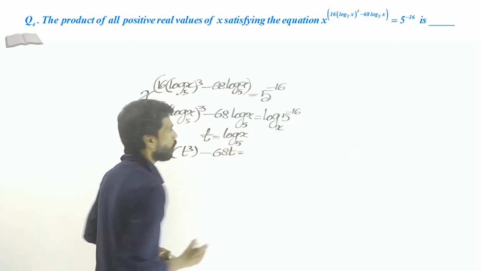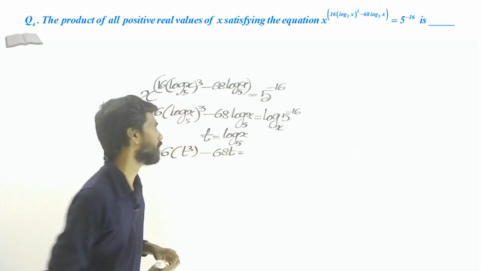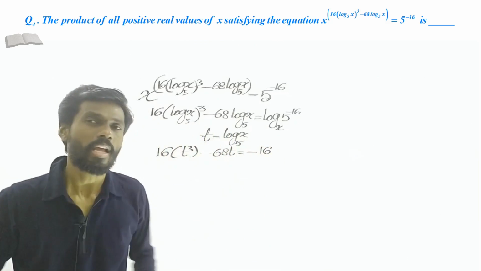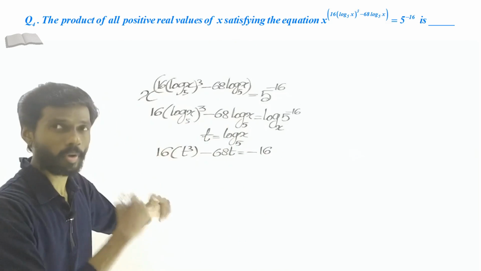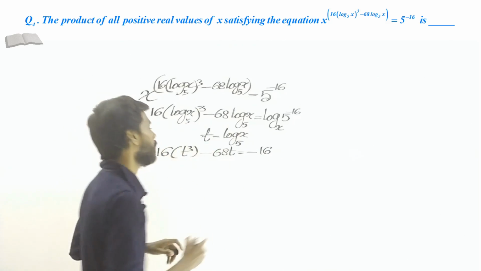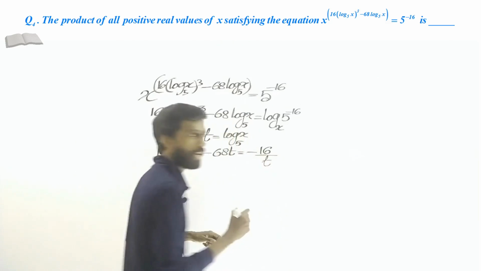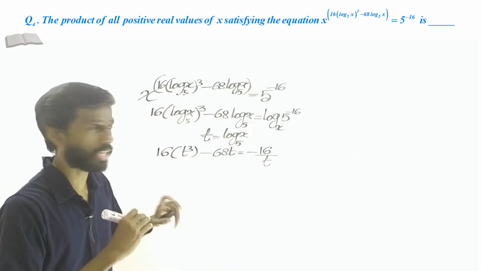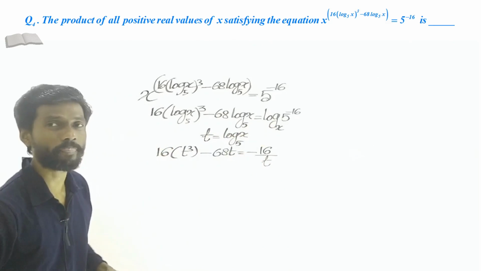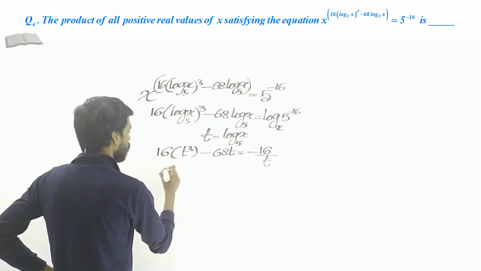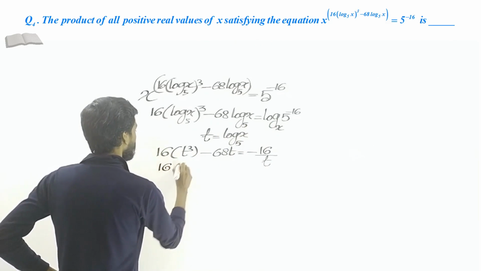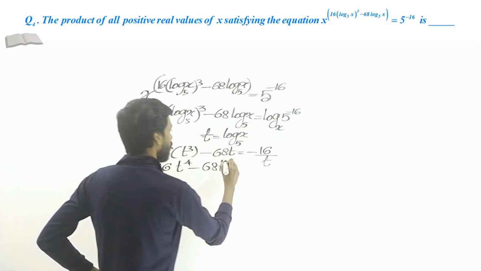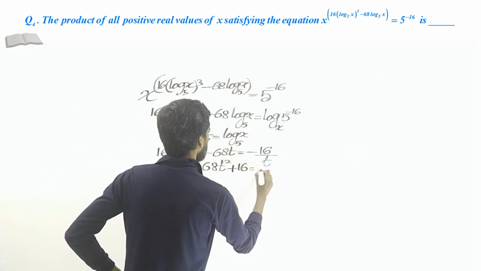So that equals, here the base is x, right? We have to change the base actually. So this can be written as minus 16 times log 5 to the base x. Log 5 to the base x can be written as the reciprocal, 1 divided by log x to the base 5, by the change of base rule. So this can be written as 1 by t. So this will be an equation of the form 16t to the power 4 minus 68t square plus 16 equals 0.